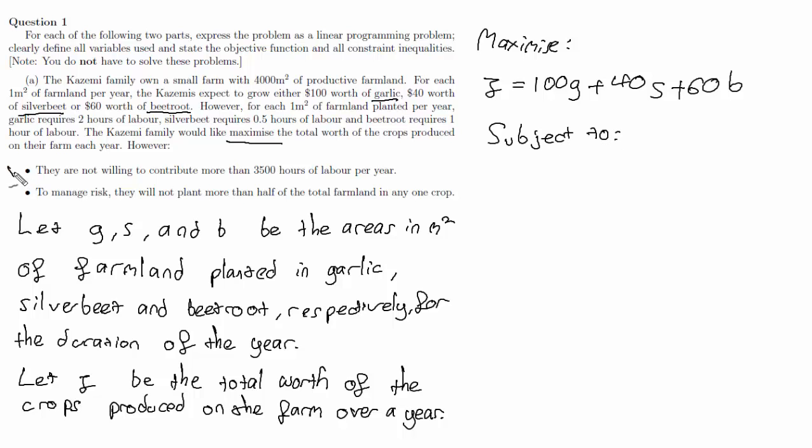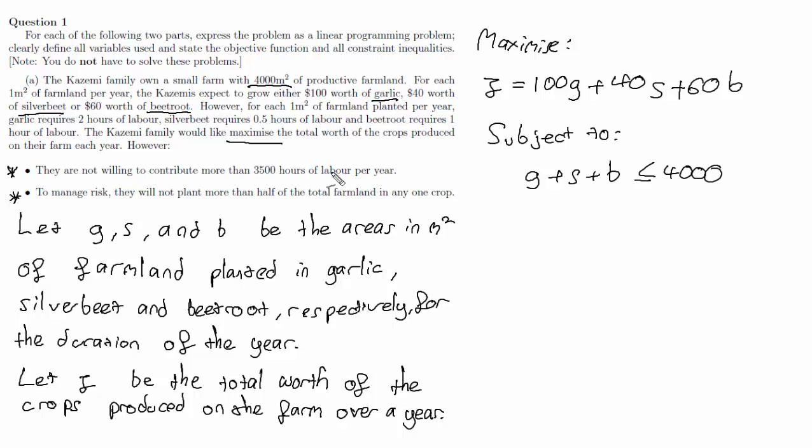Now, naturally, we have two constraints here, but before we go for these, there's one common sense one. The farm has a finite amount of land, and that's 4,000 square metres. So if we add up G plus S plus B, which is the area we're planting with our crops, that will be less than or equal to 4,000. Now we can tackle this one.